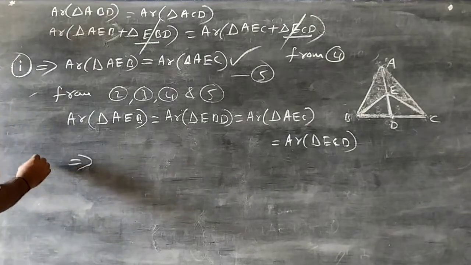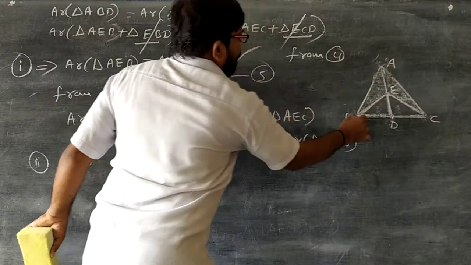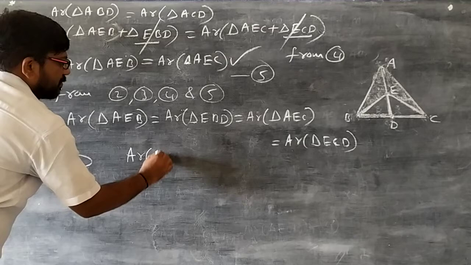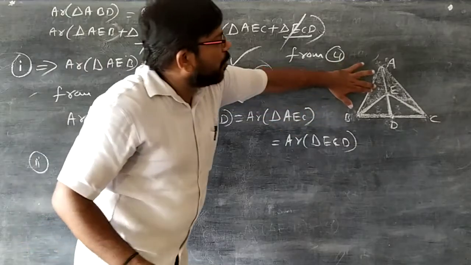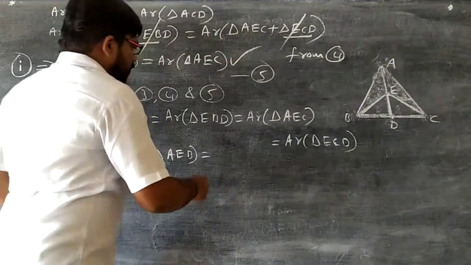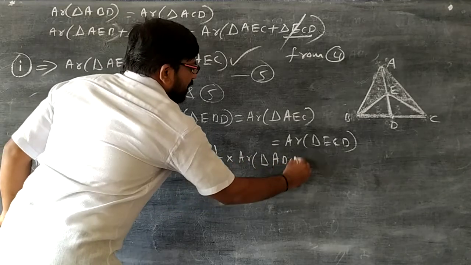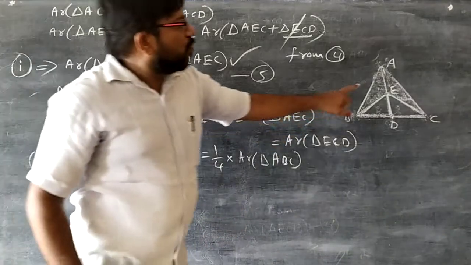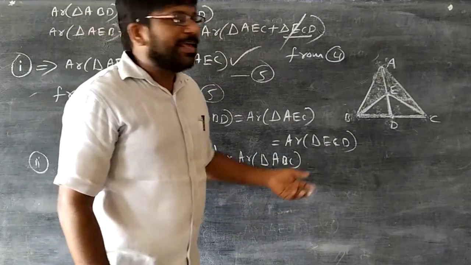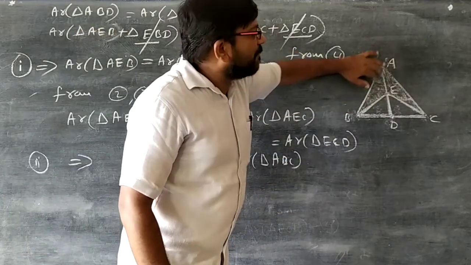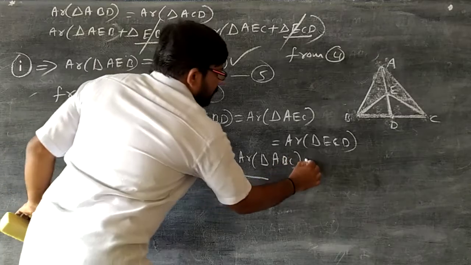So from the four equations, all triangles are equal in area. That implies the second problem: the area of triangle AEB can be written as one fourth part of the whole, 1 by 4 into the area of triangle ABC. There are 4 triangles which are equal in area, so this area is 1 by 4th of the total triangle, right? So that is the second problem.